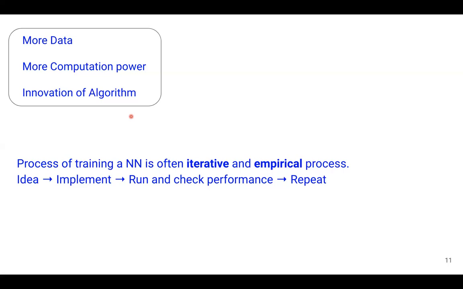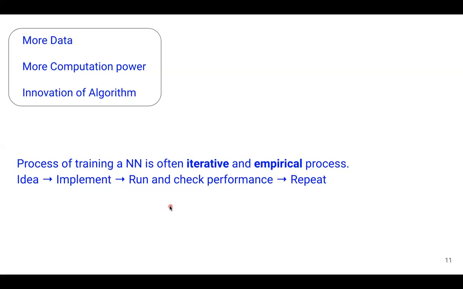One thing to note is that the process of training a neural network is oftentimes a very iterative and empirical process. Let's say you have a problem in hand and you have an idea how your network should look, and you implement that idea, you run it and check the performance. Let's say you are not very happy with the performance, so you have some more ideas on how to change things. Again, implement that change, check and repeat. This is how it generally goes.